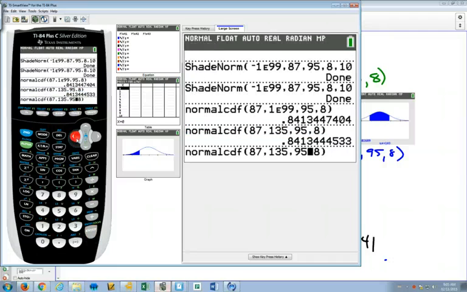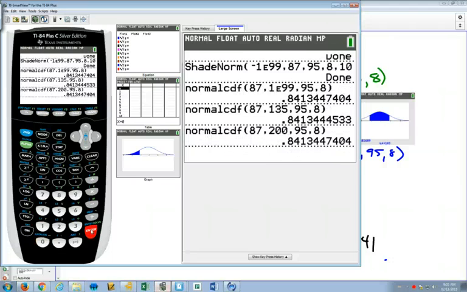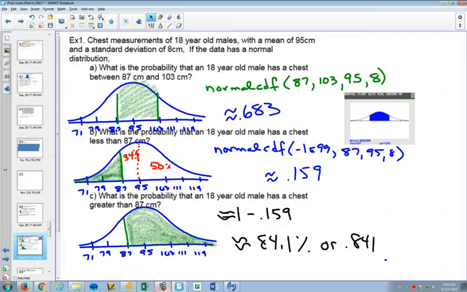If we went up to 200, so chest measurement of 200 centimeters, that's crazy. Notice at 200, none of the decimal places are even different. So it's very, very, very rare to go beyond that. Okay, so there's a little bit about shade norm.